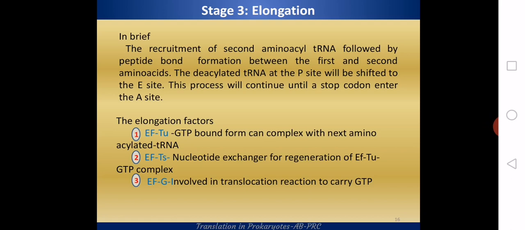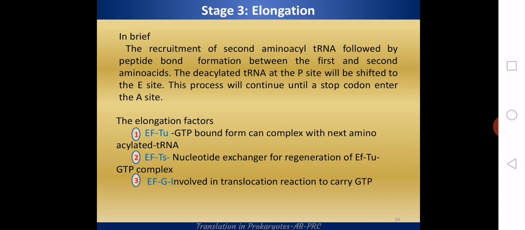at the beginning there will be a recruitment of the second aminoacyl tRNA corresponding to the second codon in the mRNA, followed by a peptide bond formation. This peptide bond formation occurs between the first and the second amino acids. As a result of the peptide bond formation, the bond which is holding the first amino acid to the first tRNA will be lost. And as a result, both the amino acids will now reside on the second tRNA.